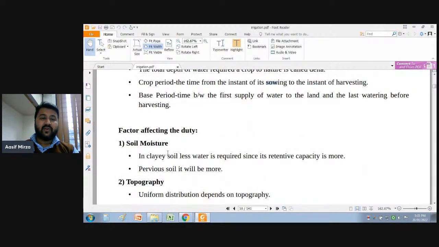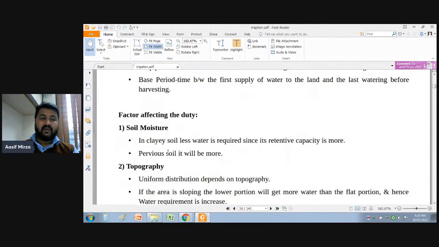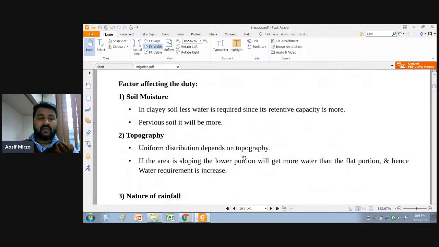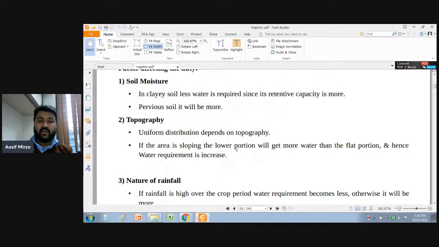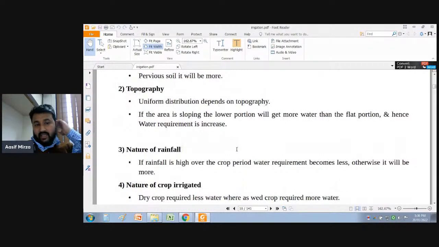Now, what are the factors affecting the duty? There are many factors which affect it, out of which one very important factor is the soil moisture. So in clay soil, less water is required since its retentive capacity is more. In pervious soil, it will be more. Topography is another factor which affects the duty, in which the uniform distribution depends on the topography. If the area is sloping, the lower portion will get more water than the flat portion, and hence water requirement is increased.